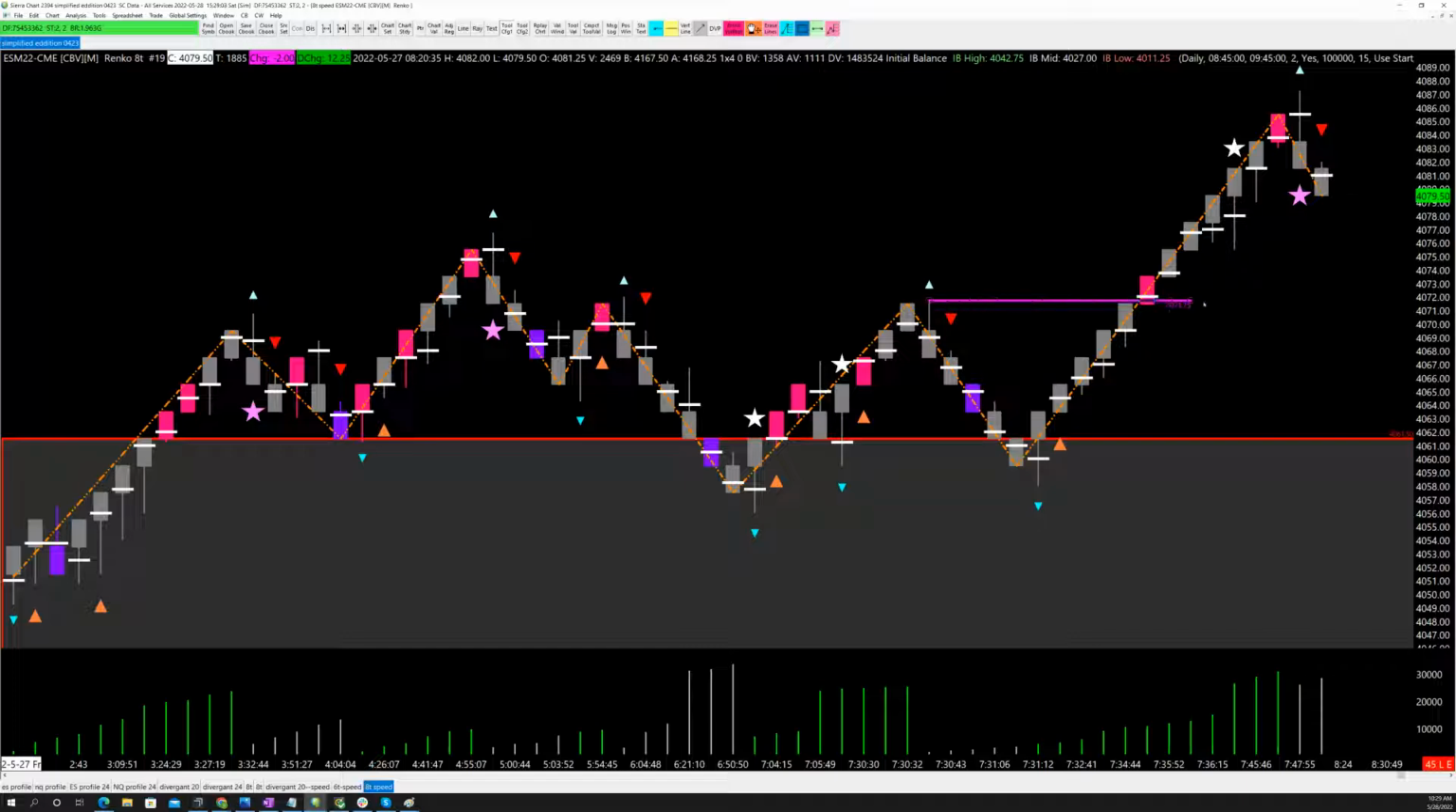It's a power bar. Here's where my bias has changed. So now I'm looking for algo setups to the long side until such time as I get back below a power bar. Now, this is the most conservative way of using the algos. Why do I say that?